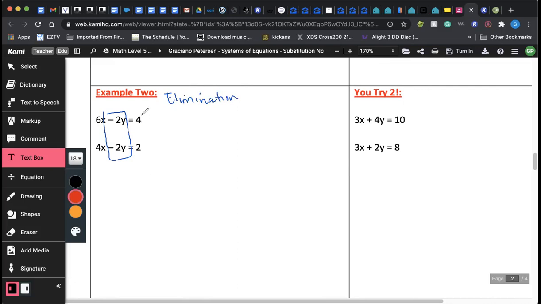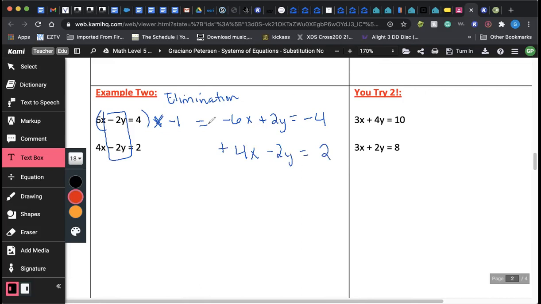So to do that, I'm going to just choose, again, it doesn't matter which one, but I'm going to choose this first equation and I'm going to multiply the entire equation by -1. I'm multiplying the whole thing by -1. So what's 6x times -1? What does that become? -6x. My -2y becomes a +2y and my +4 becomes a -4. Okay. So now that I have this, I'm going to go ahead and add to it my other equation.